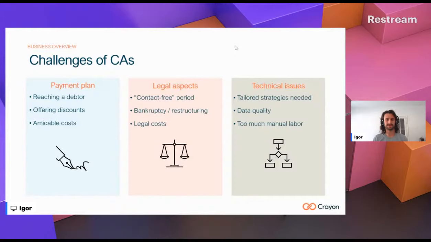And the legal costs, of course: if the collection agency decides to go to court, then there are a lot of costs connected to this.